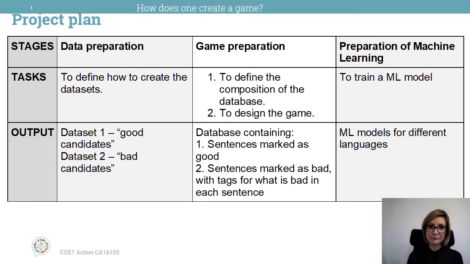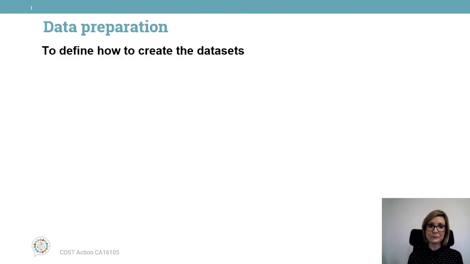example candidates. Then for the game preparation stage, we need to define the composition of the database and to design the game. After the players play the game, the expected output is a database containing sentences marked as good and sentences marked as bad, with tags for what is bad in each sentence. And to prepare the machine learning, the task is to train a machine learning model, and the output is then machine learning models for different languages.